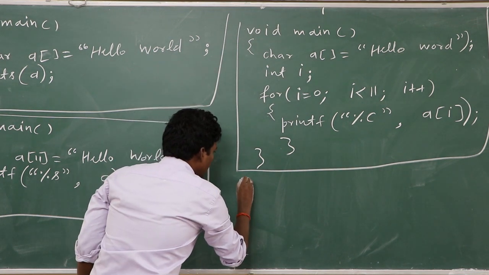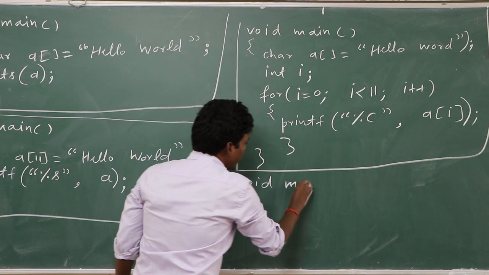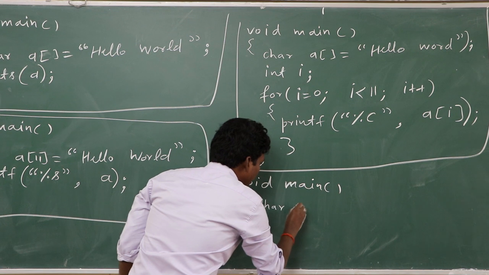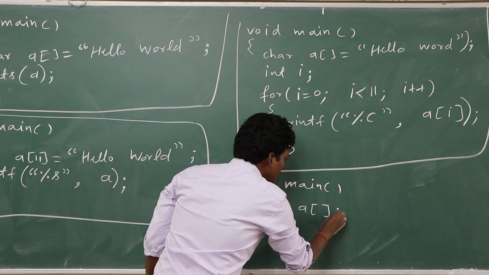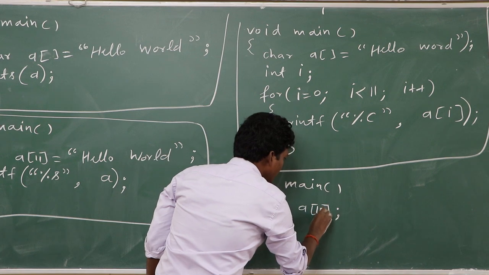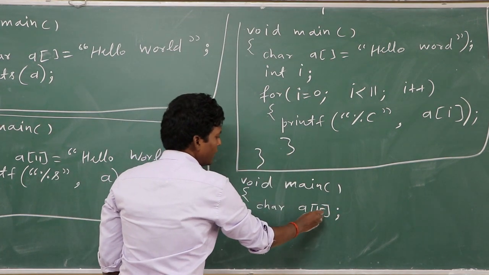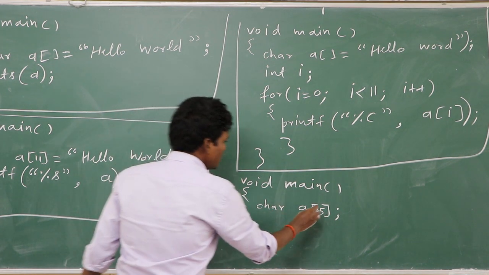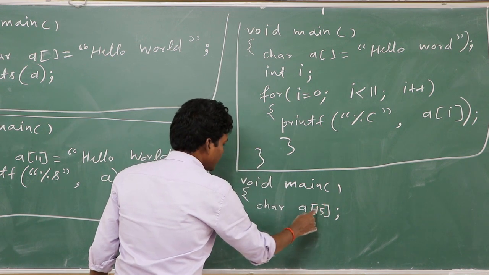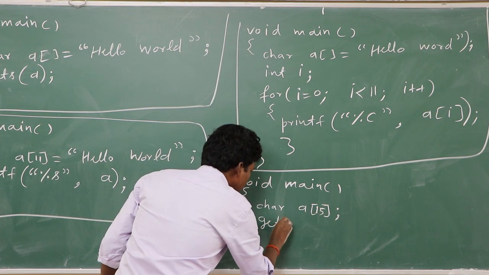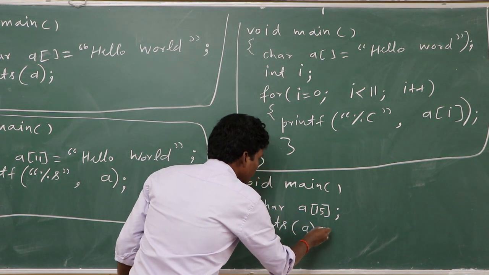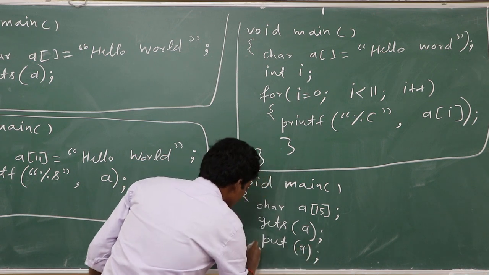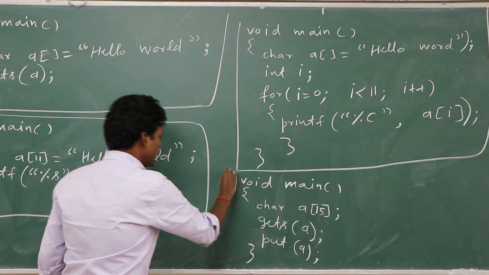Now another problem is void main, char a, suppose 15. Char a 15, you declare the string here. Here you have not assigned the string, you have not initialized the string, you only declare the string. Okay, now gets a, puts a. This is another problem.